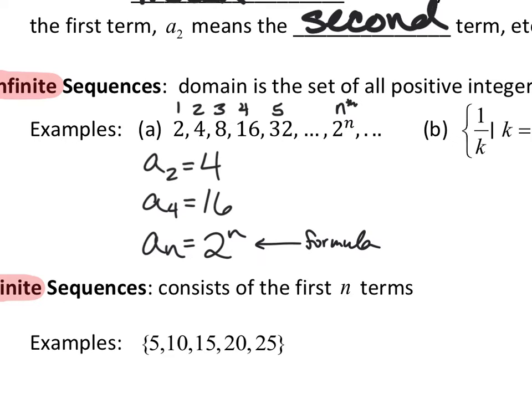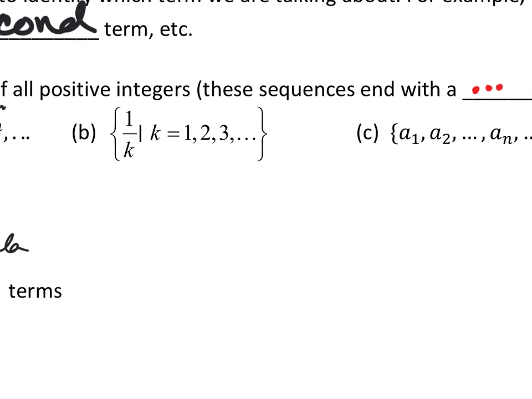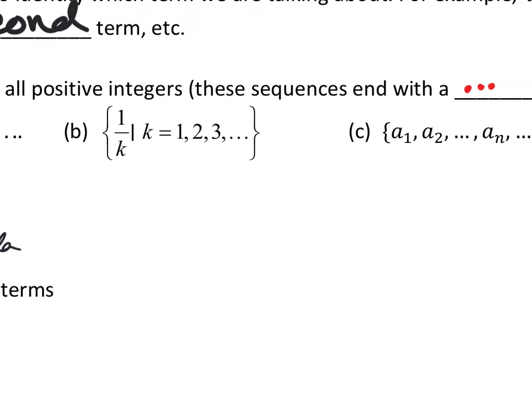Sequences can also be given to you in set notation. So if you look at B, it actually gives you the formula first. So 1 over k is my formula or pattern. And then it's saying use 1 over k, but make sure k is 1, 2, 3, on and on and on. So if I were to ask you to find the value of a sub 1, that means that the k value or the number in the sequence is 1. So we would do 1 over 1, which is 1.